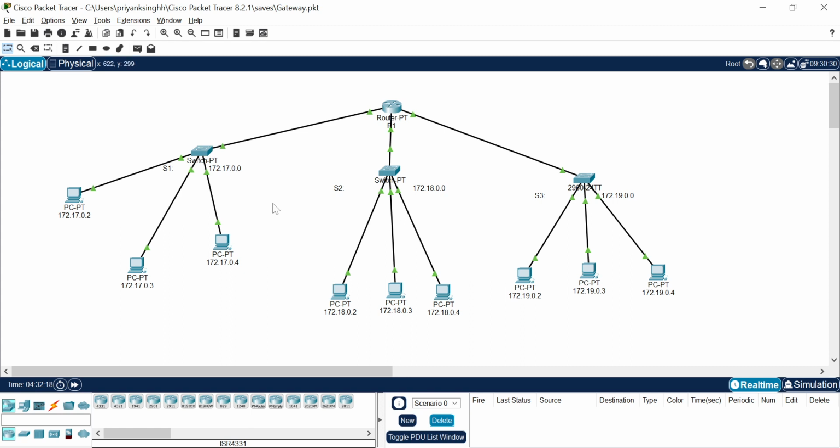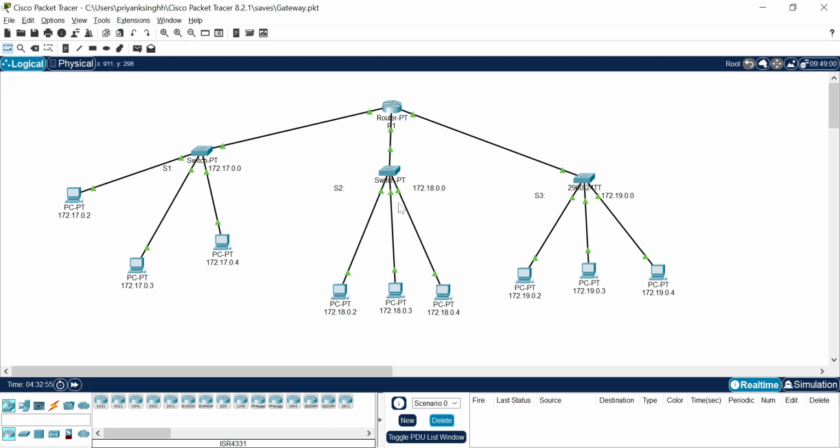But when we have to communicate external to the network, we need a gateway. So I have to configure a gateway here. I have used 172.17.0.1 as the gateway for network 1, 172.18.0.1 as the gateway for the second network, and 172.19.0.1 as the gateway for the third network. So I have used the first IP address of every network for the gateway.